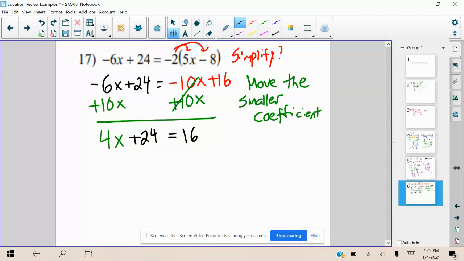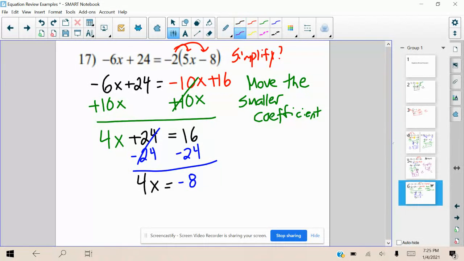We have our variables on the left-hand side, which means we now have to get our constants, or our non-variables, to the right-hand side. That means positive 24 has to move over to the other side. In order to do that, we have to subtract 24 by using those inverse operations. Now we have 4x is equal to negative 8.